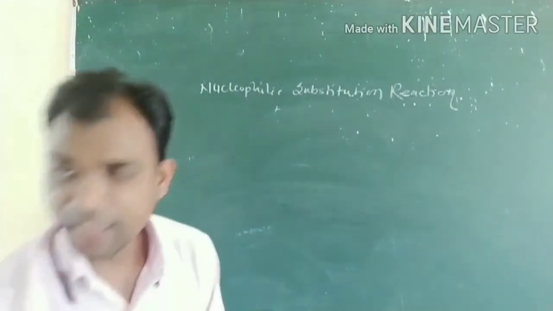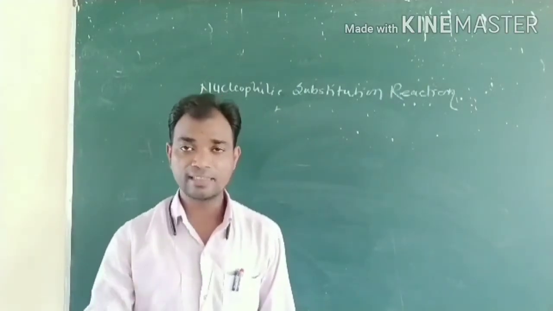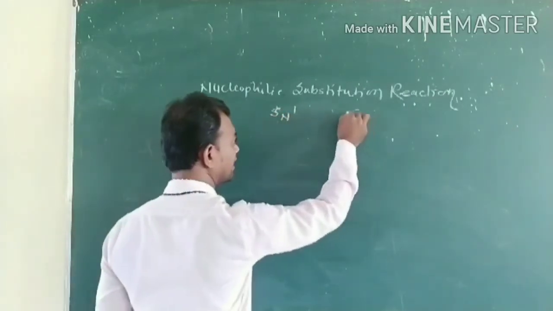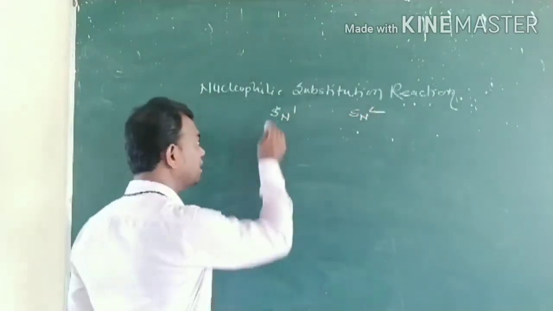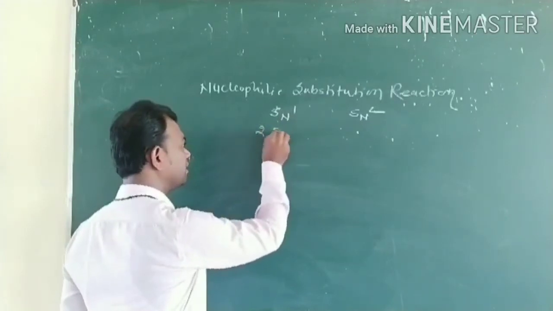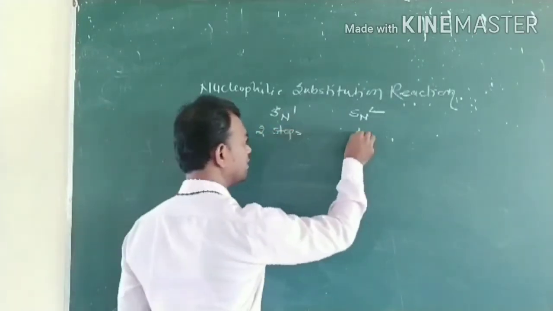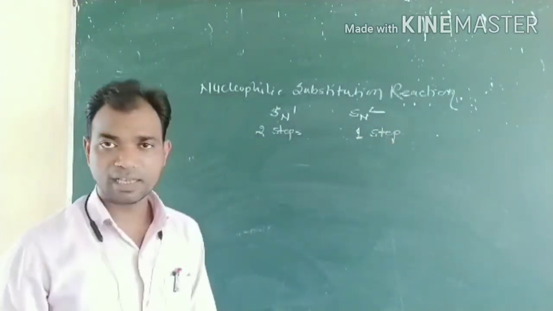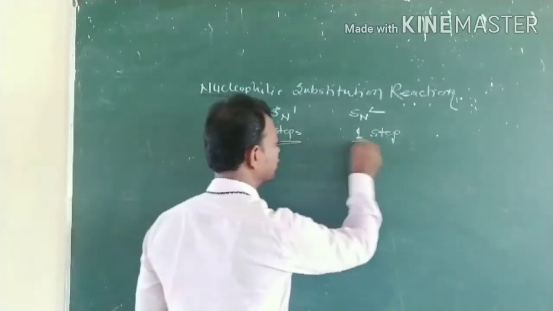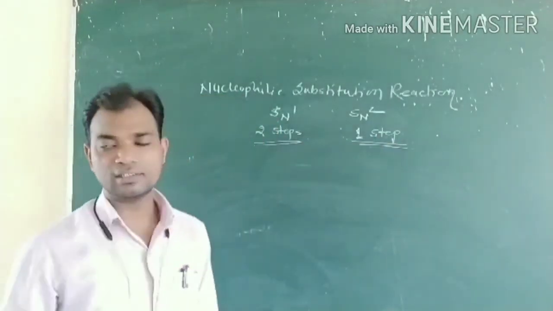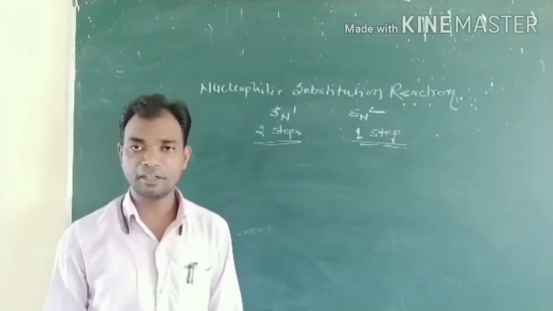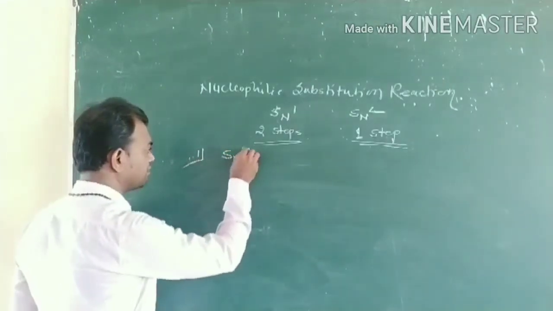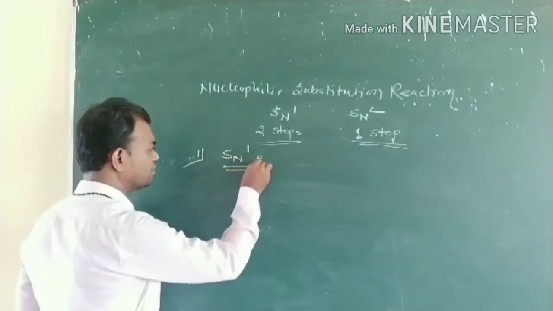Again, the main difference between the SN1 and SN2 type of reaction mechanism: SN1 is a two-step reaction mechanism, and SN2 is a one-step reaction mechanism. That is the main difference between the SN1 and SN2 reaction mechanisms. Okay, now we move towards the first reaction mechanism, that is the SN1 reaction mechanism.